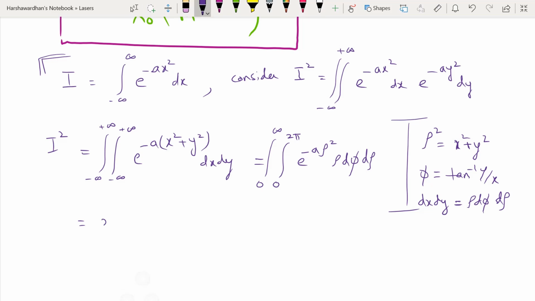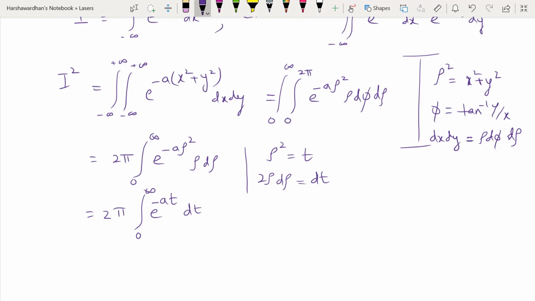So that gives me 2 pi. And then I am left with the integral from 0 to infinity of exponential minus a rho square times rho d rho. You can quickly make a substitution that my rho square is t. 2 rho d rho is my differential, that is dt. So I can rewrite this as 2 pi times dt by 2 here. So this 2 gets cancelled.